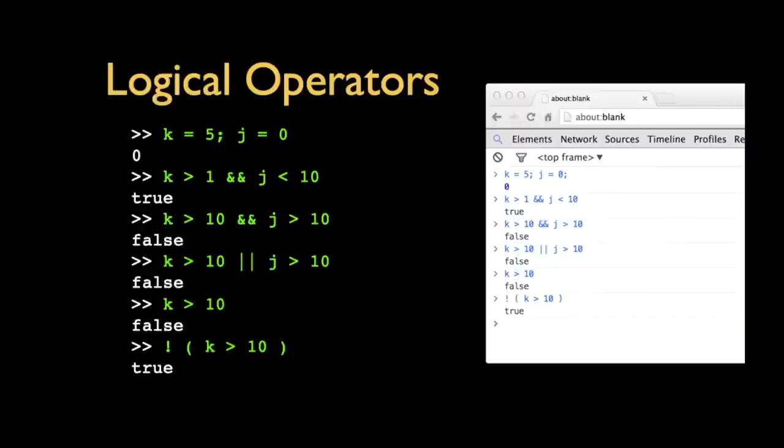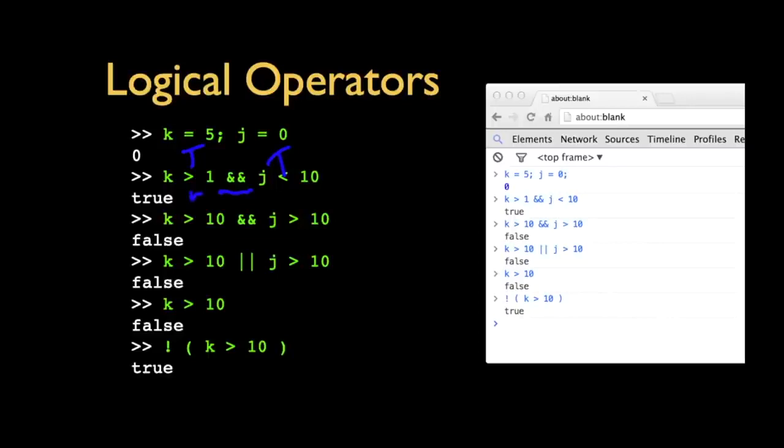So there's a whole series of logical operators that return true and false. We've got our greater than. We've got double ampersand, which is and. For the whole expression to be true, both sides have to be true. So is k greater than 1 and j less than 10? In this case, the answer is yes.